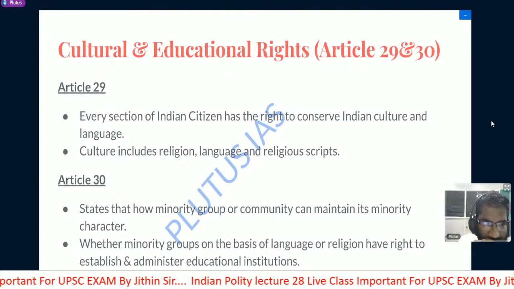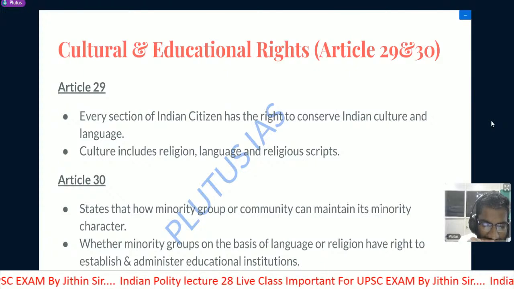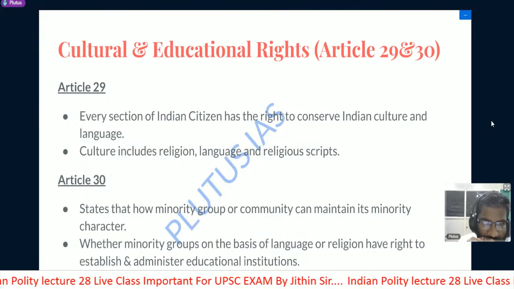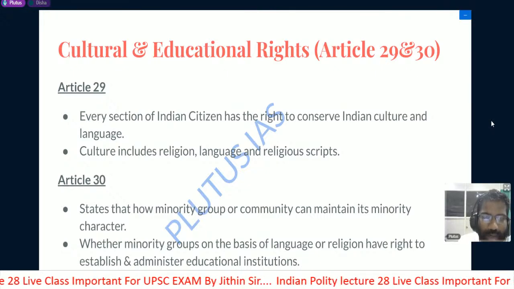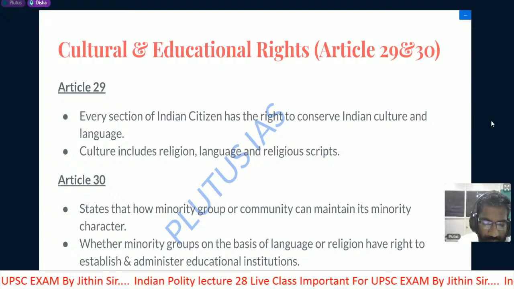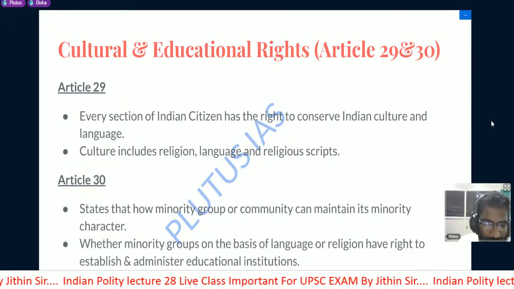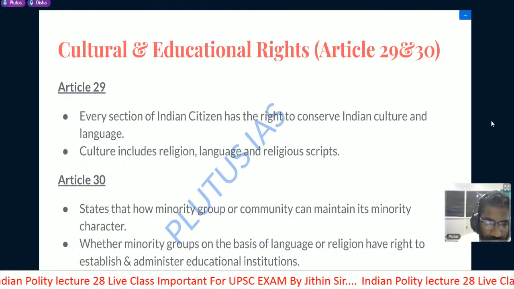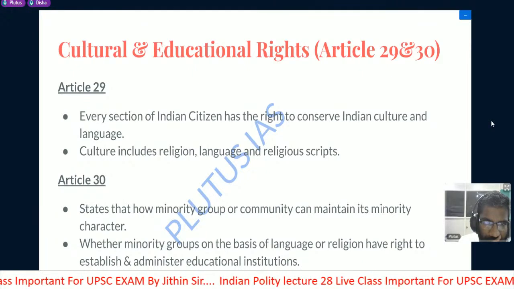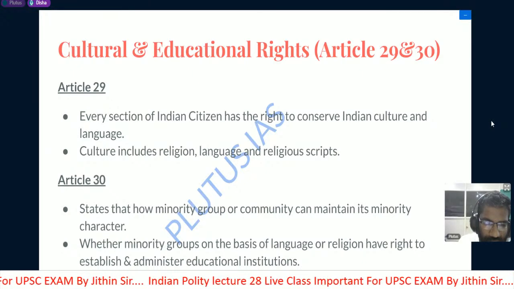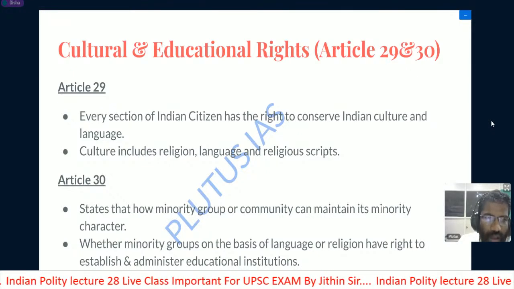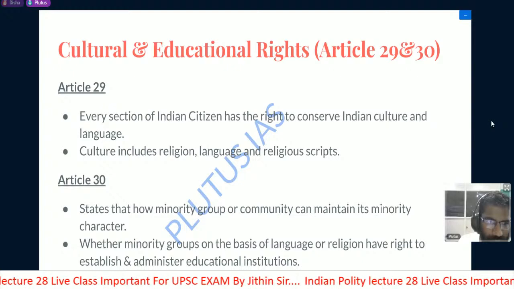Disha, unmute. Yes, sir. What is Article 24 of the Indian Constitution? Article 24 of the Constitution prohibits employment of children in factories. The employment of children below the age of 14 in factories is prohibited under Article 24. What is Article 25 of the Indian Constitution?